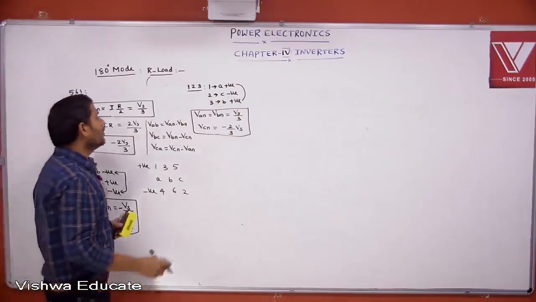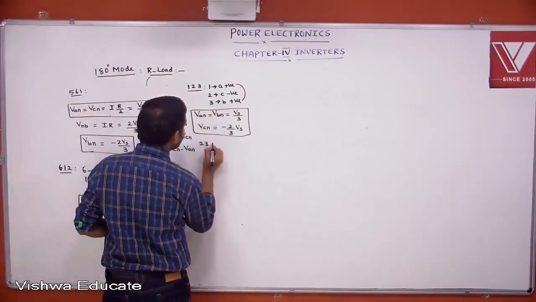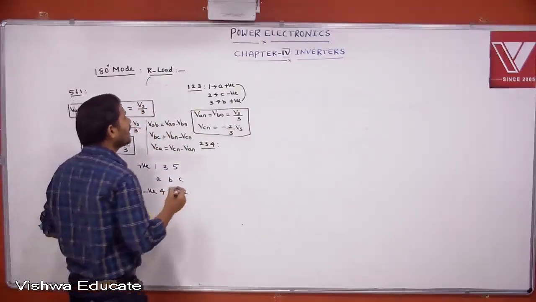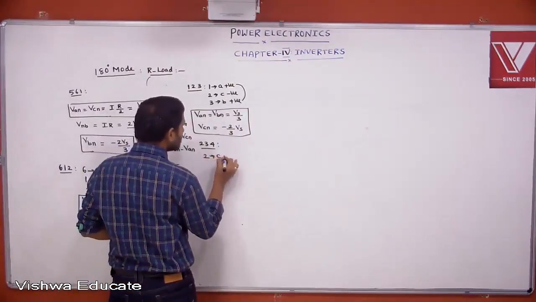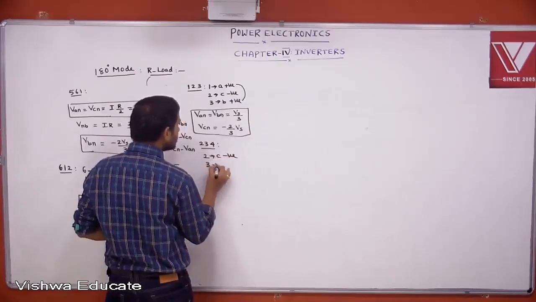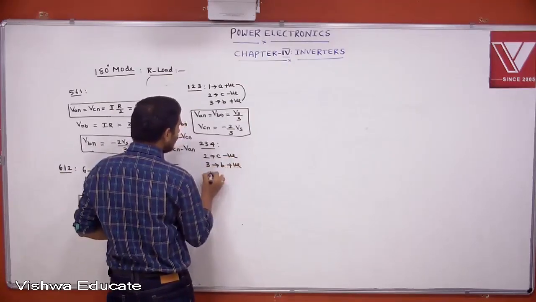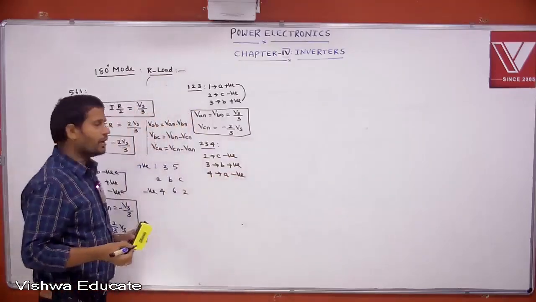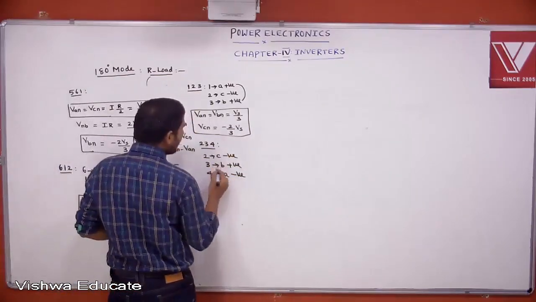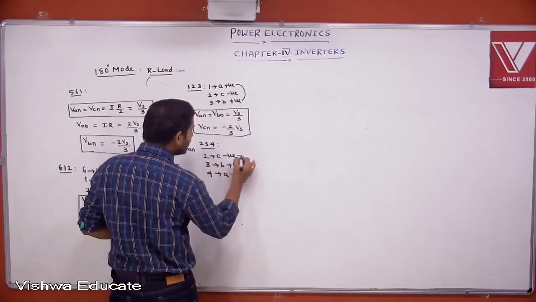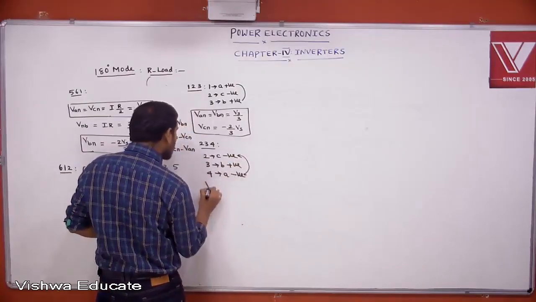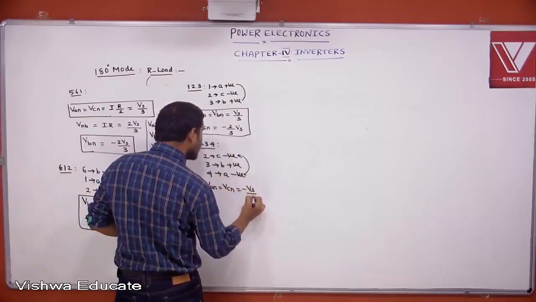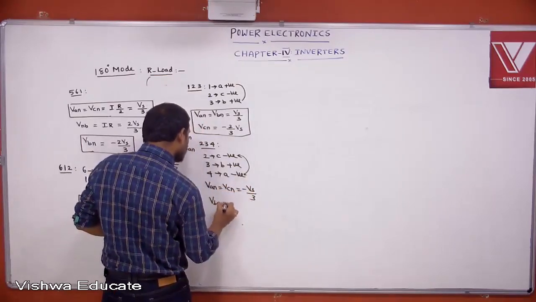Okay. Next, after 123, the next one is 234 conducting. Tell me, 2 means which phase? C phase, negative. 3 means which phase? B phase, positive. 4 means which phase? A phase, negative. Then tell me, these two are connected to the same plate now. Once these two are connected to the same plate, VAN equal to VCN equal to minus Vs by 3. Then VBN equal to 2 by 3 Vs.